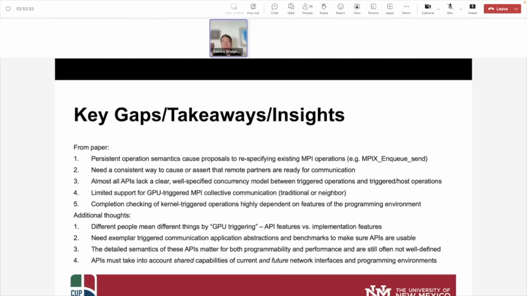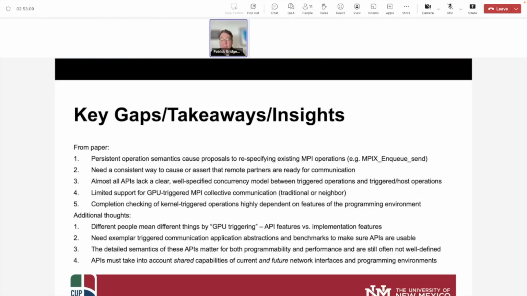A few extra thoughts while I'm here. Different people mean different things by GPU triggering. So when I say GPU triggering, in some cases I'm vague about it. Sometimes people are talking about the API feature. And that is, if I say GPU triggering, I mean I can put the MPI operation on a GPU stream programmatically, and have it work like other things that work asynchronously. Other people mean GPU triggering as in the GPU directly triggers the NIC to cause a send to happen.